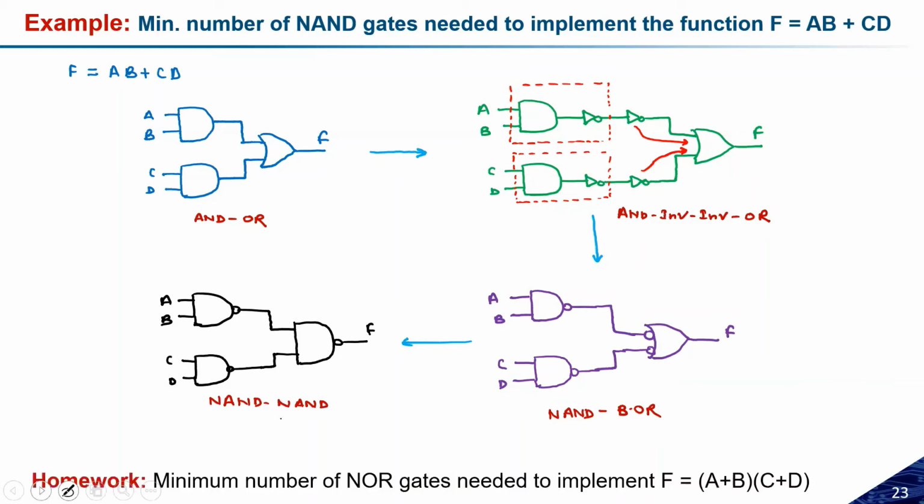Homework is: minimum number of NOR gates needed to implement the function F is equal to (A plus B) into (C plus D). A similar kind of concept will be utilized. Initially, the circuit will be an OR AND structure, because first I need to OR, then I need to AND it. So the initial circuit will start from OR AND structure, and I have to convert it completely into NOR. Okay, so do it at home, and this is doable.